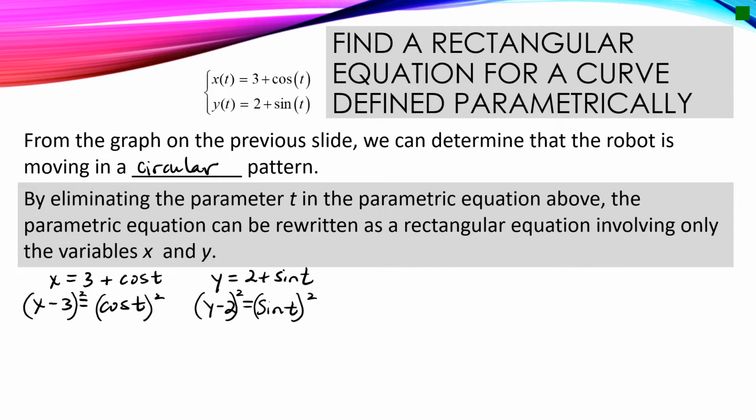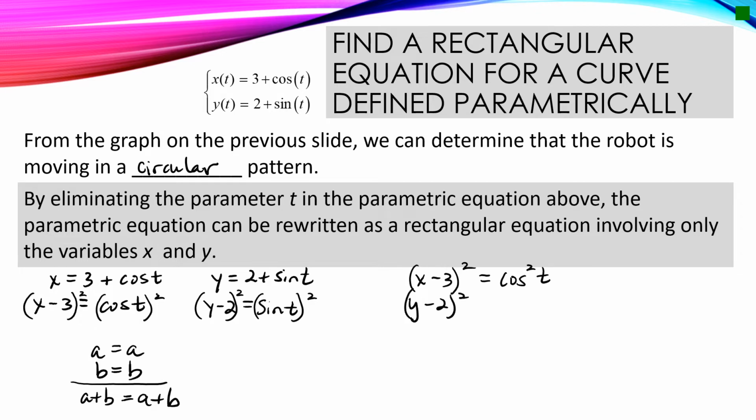Now, this may feel strange, but I would imagine that at some point in your algebra life, you learned a method called the elimination method, which basically says if you have two things that equal each other, so let's say A equals A and B equals B, then if I add those two things, I still have something that's equal. So that's what I'm going to do here. It's just that our things that are equal don't necessarily look equal. Let me show you what I mean. I have x minus 3 squared, and that's equal to cosine squared t. I have y minus 2 squared, and that's equal to sine squared t.